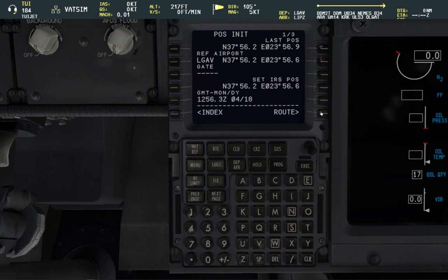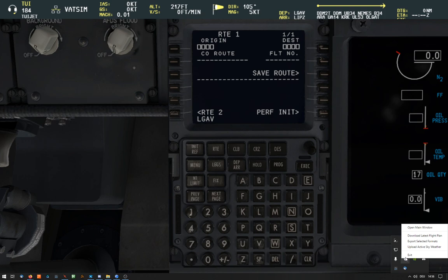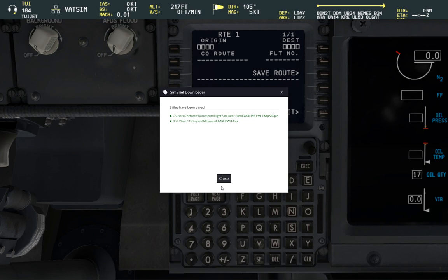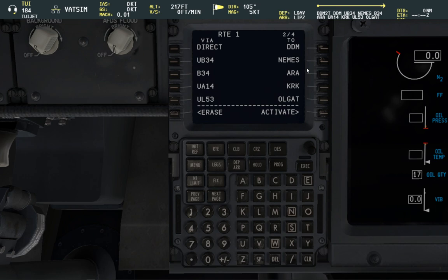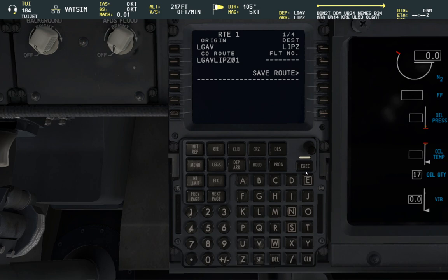Copy and paste route now. After first, download latest flight plan and export selected flight plan formats. Yeah, that's all good, it's all correct. And now LIPZ01, company route. Next page for the waypoints. DD Mon name is Raxos. Kerkira Olga. That's all good. Activate, execute. Performance init.